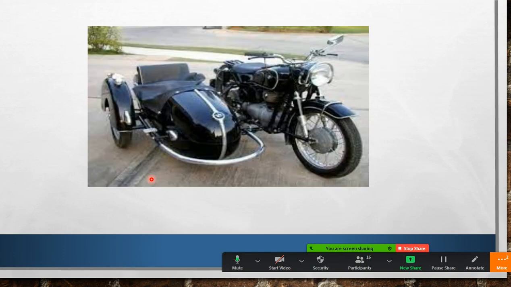Look at this thing. Do you know what is this? Anyone can answer, by the way. You can mute yourself and tell me. What is this? Motorbike. It's a motor bicycle with a sidecar.